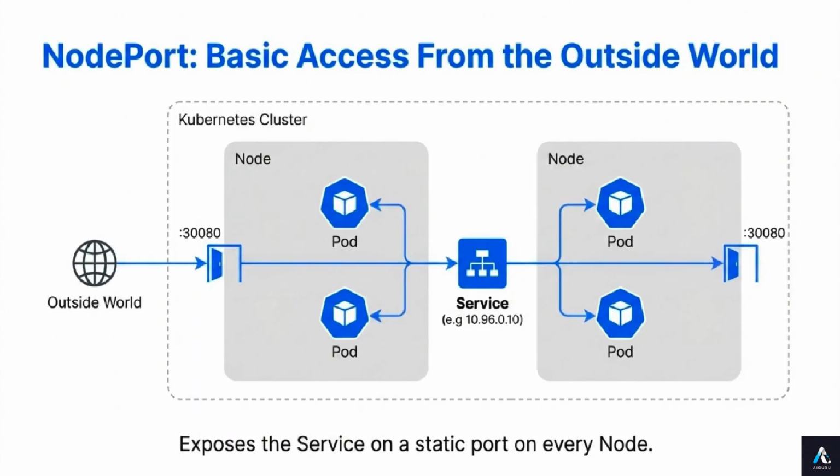NodePort exposes your application to the outside world in the simplest possible way. Kubernetes opens a port between 30,000 and 32,767 on every worker node. Any request sent to NodeIP:NodePort reaches your service. Then the service forwards traffic to your pods. The path works in the following order. The request comes from the external client, reaches the node's IP, then flows through the NodePort, continues to the ClusterIP, and finally arrives at the pods.